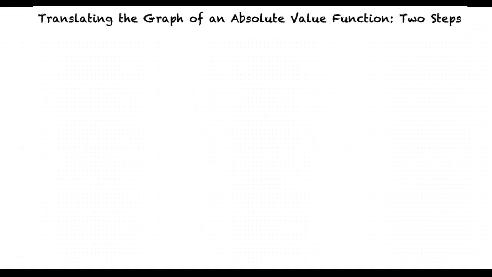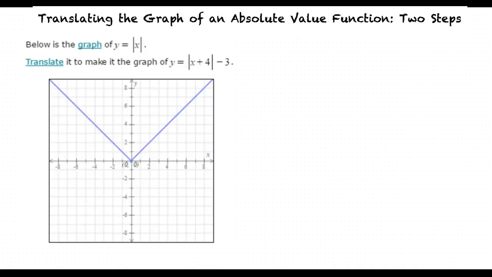This video will cover the topic, translating the graph of an absolute value function, 2 steps. Remember that translation is taking an original function and moving it a certain amount of spaces vertically and horizontally. It may also involve stretching or compressing the original function by a certain factor. This video will show us how to take a given absolute value graph and translate it to create a new function. Let's take a look at a given graph.